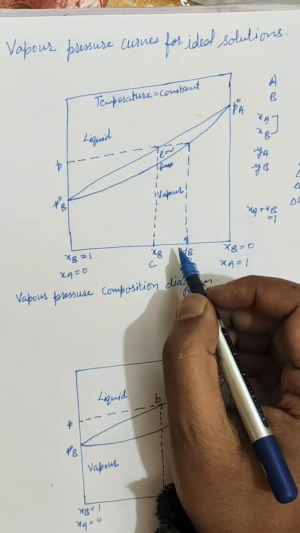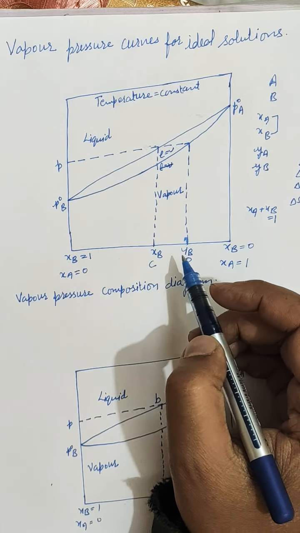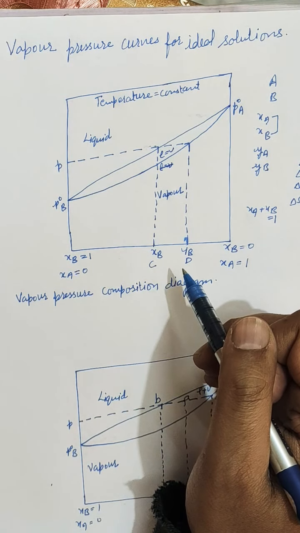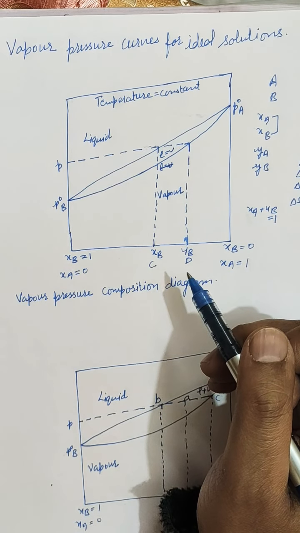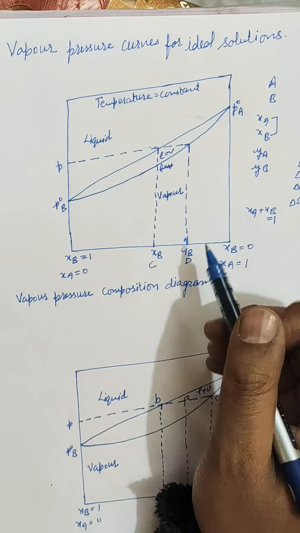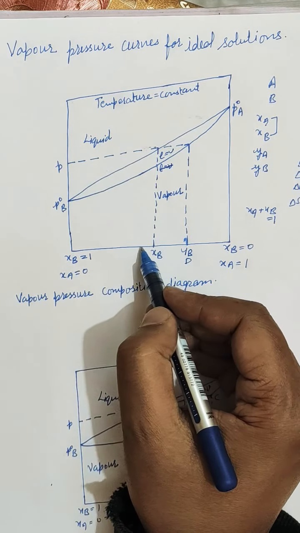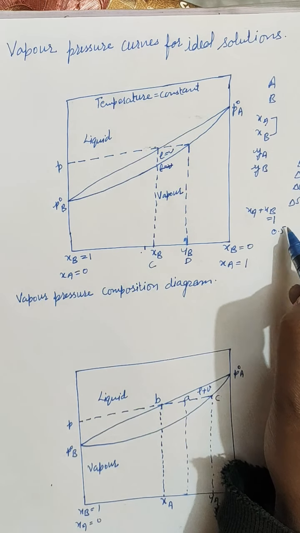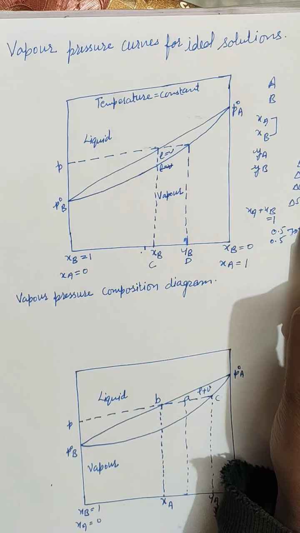So this is the liquid and vapor phase. I was telling you that the straight line shows how the vapor pressure changes with the composition of the ideal binary solution. There are two components, XA and XB, and suppose here in the middle of this line XA is equal to 0.5 and XB is also equal to 0.5, because the sum of all the mole fractions will always be equal to 1.